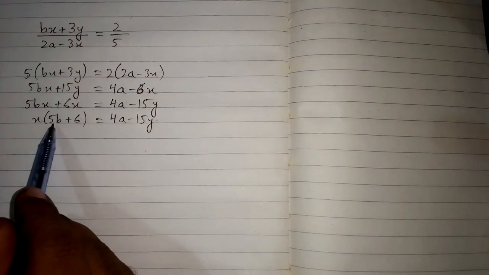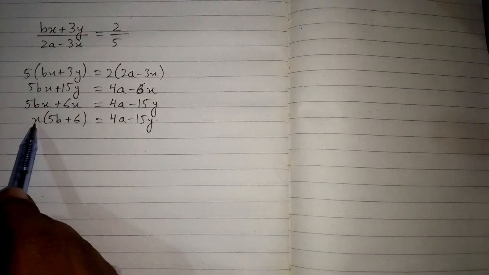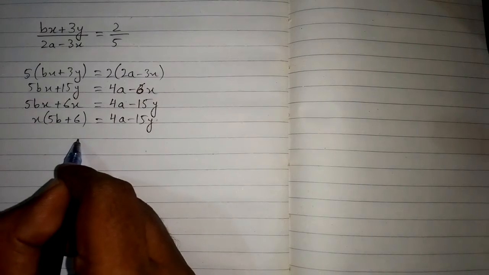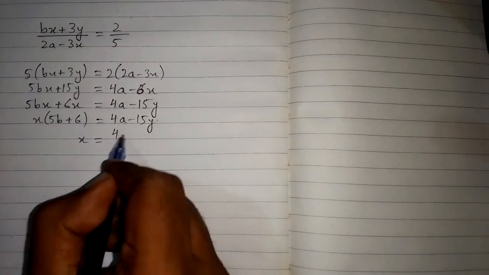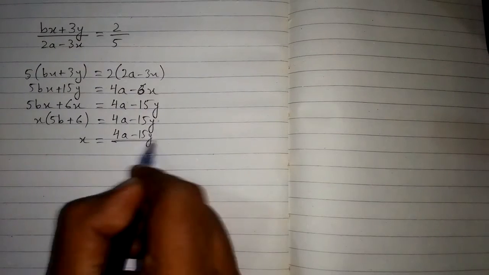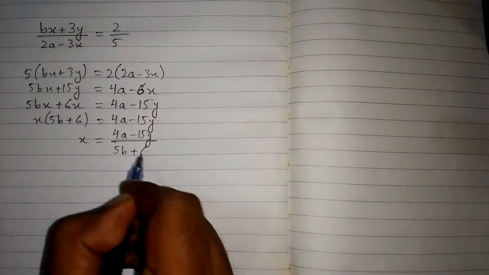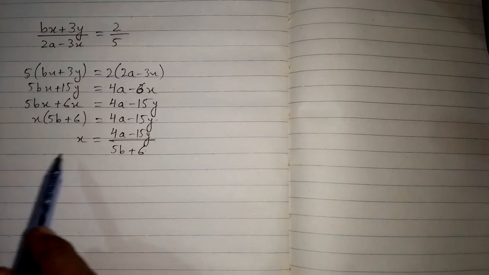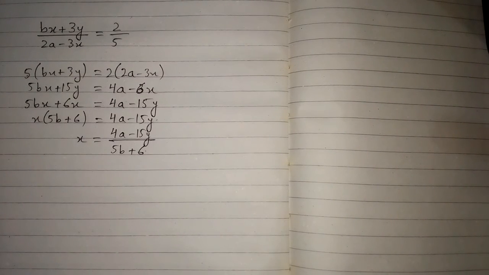Now since 5b plus 6 is multiplying by x, when we take 5b plus 6 to the other side, this will be written in the denominator. So x is equal to 4a minus 15y upon 5b plus 6, which is the required solution, and we can see that we have x on the one side and all the other variables on the other side. So x is the subject of the given formula or equation.